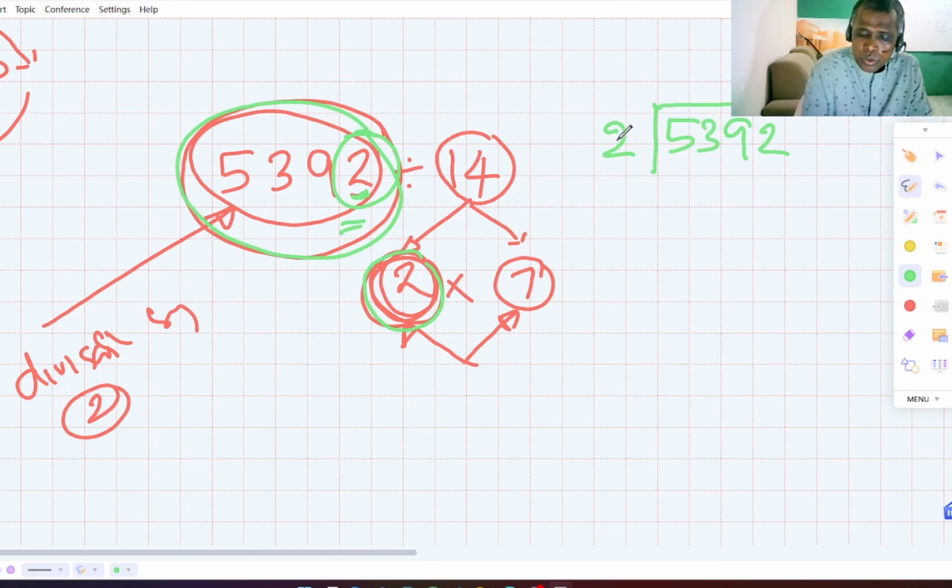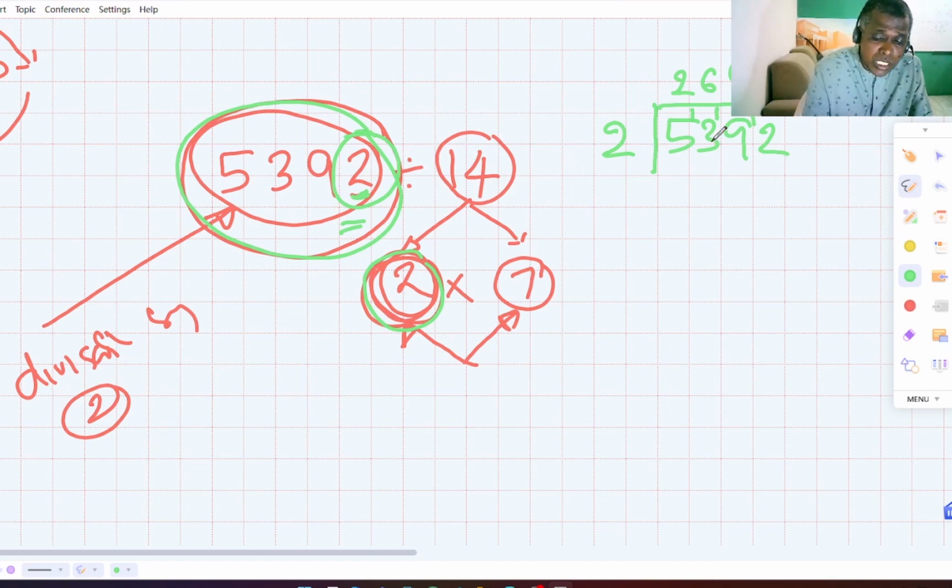5 divided by 2, you are getting 2. 2 times 2 is 4. 5 minus 4 is 1. 1 is coming to here. Next 13. 13 divided by 2 is 6. 6 times 2 is 12. 12, 13, we are getting 1 as the balance. Next 19. 19 divided by 2 is 9. 9 times 2 is 18. From 18 we are counting forward to 19. That means 1 is the balance. Next is 12. 12 divided by 2 is 6.